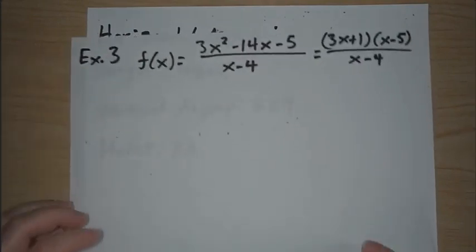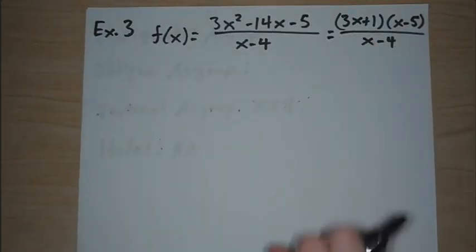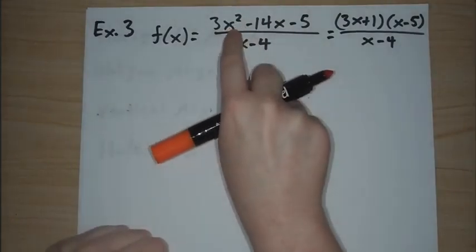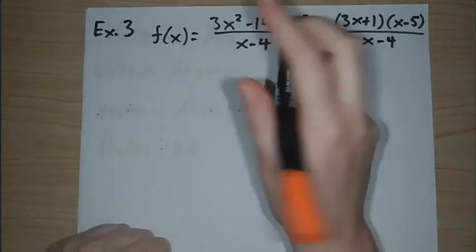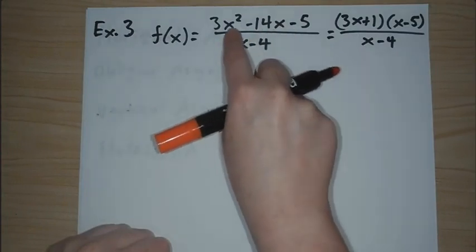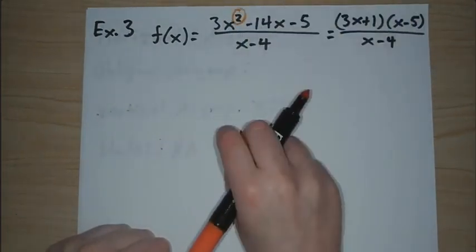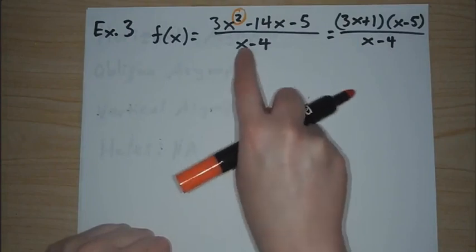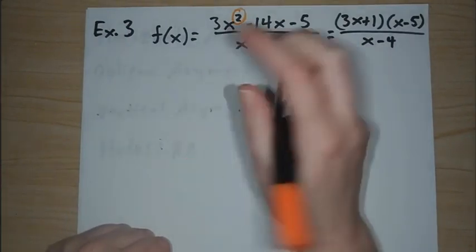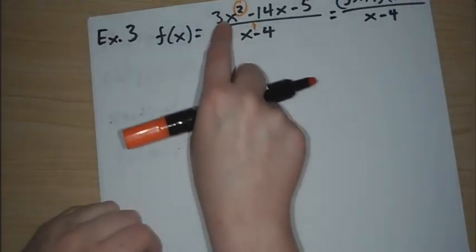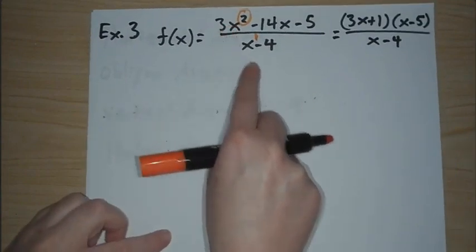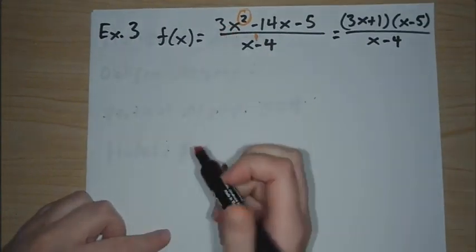For horizontal or oblique asymptotes, we have to look at the degrees of the numerator and the denominator, respectively. So the degree of the numerator is the leading exponent of the variable. So here the variable is x, and the leading exponent, the highest exponent, is 2. So the numerator is of degree 2. And the denominator, the leading exponent here, is this invisible 1 right here. So we have a degree where the numerator is larger than the denominator by exactly 1.